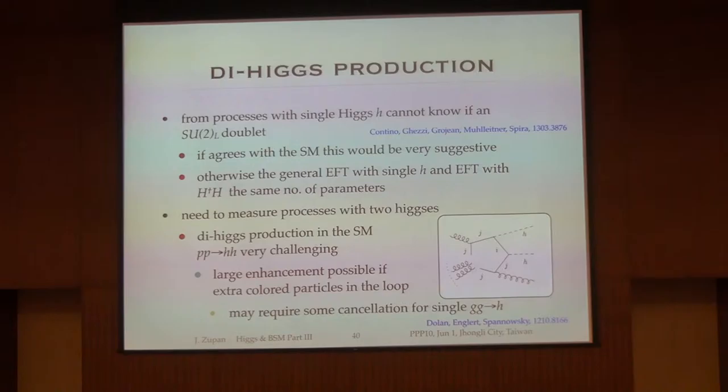So, there are other processes that you might want to look at, for instance, di-Higgs production. Why this is important is because if you only look at processes with a single Higgs, you cannot know whether you have an SU(2) doublet or not. If you are close to the standard model with the couplings, you might suspect that you have a doublet. However, the number of parameters that you have when you write down an EFT with just a single h, or an EFT with this h dagger h, which is the electroweak singlet, is exactly the same. So you can't know, unless you look at processes with two Higgses. For instance, di-Higgs production in the standard model would break this degeneracy. The way to think about it is that you could modify these guys here by having extra particles running in the loop, and you have di-Higgs production at the end.